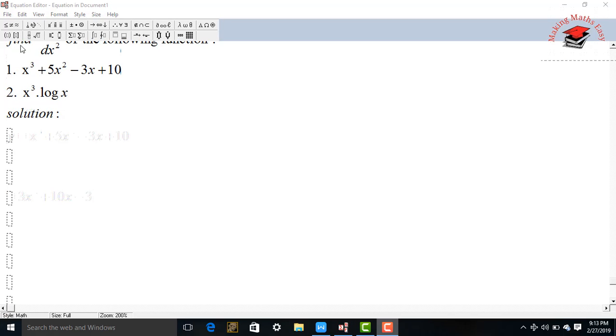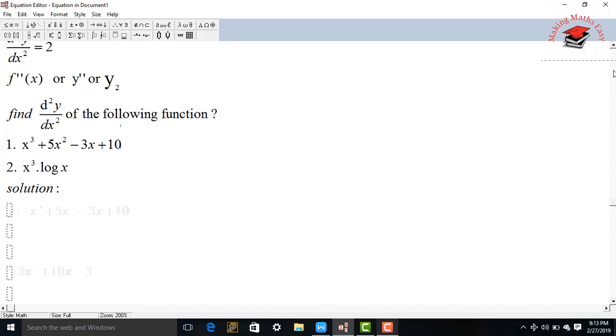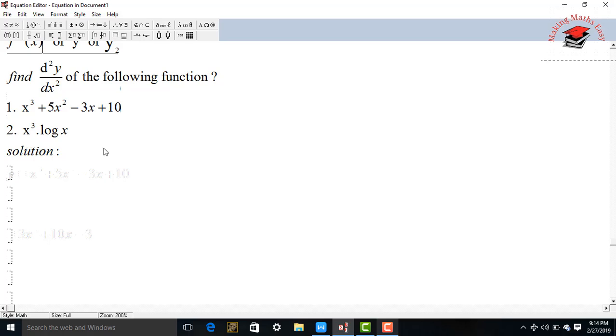So we are back with the sum. Our first sum is x cube plus 5x square minus 3x plus 10. We have to find f double dash of x, the second order derivative. First of all, let us consider this particular expression equal to y. So y may be equal to this particular expression, and then we have to solve it.